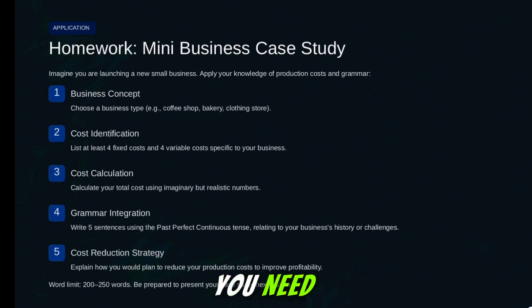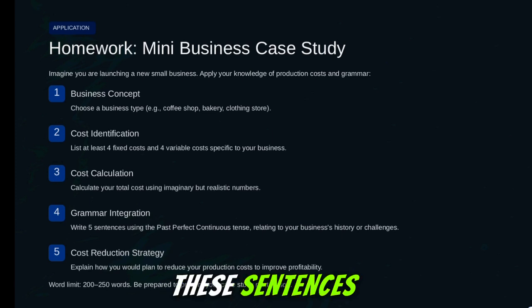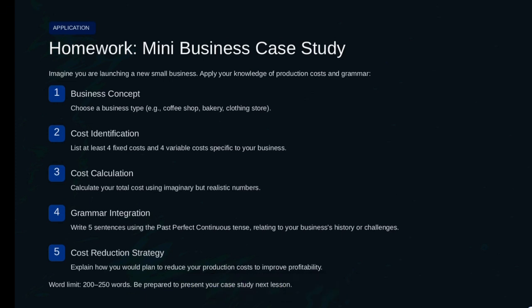And fourth, you need to use grammar. Write 5 sentences in the past perfect continuous tense. These sentences should describe the history of your business or problems before the present time. For example, we had been preparing the shop before the opening day.